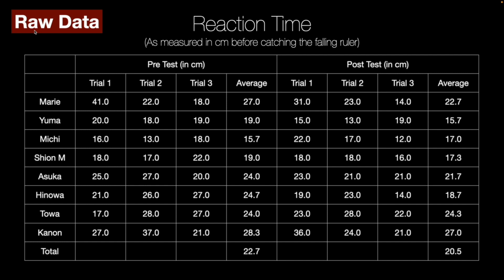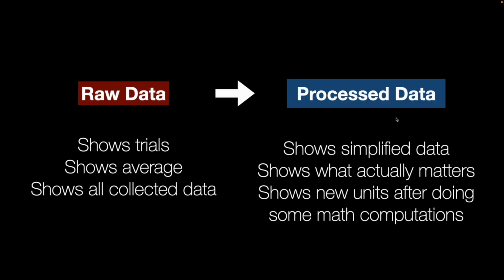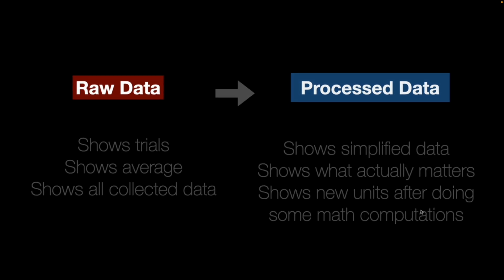In the same way, raw in terms of data is something that is just too much. It shows too many numbers and too many things. What you want to do with raw data is to simplify it into processed data. Instead of showing all the trials, averages, and all collected data, you may want to focus only on the simplified version of it. Show what actually matters and show new units in order to make sense of what you got.